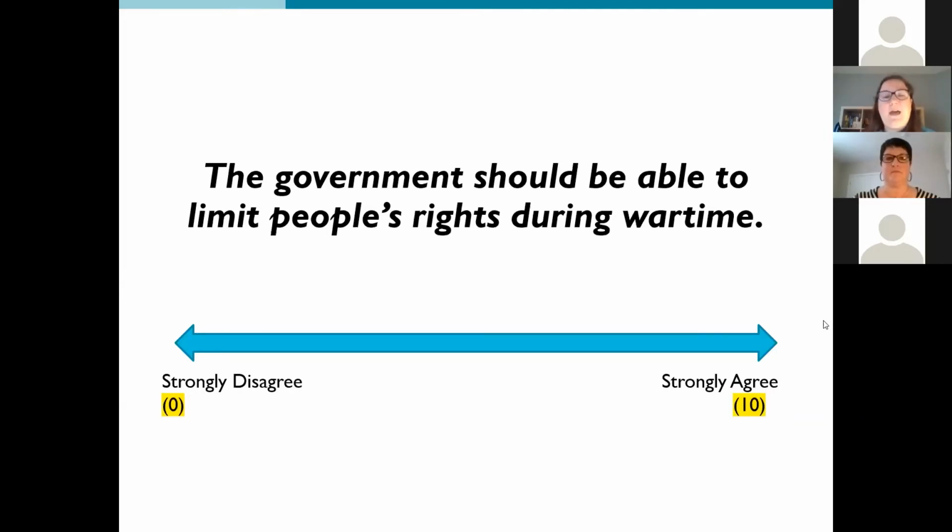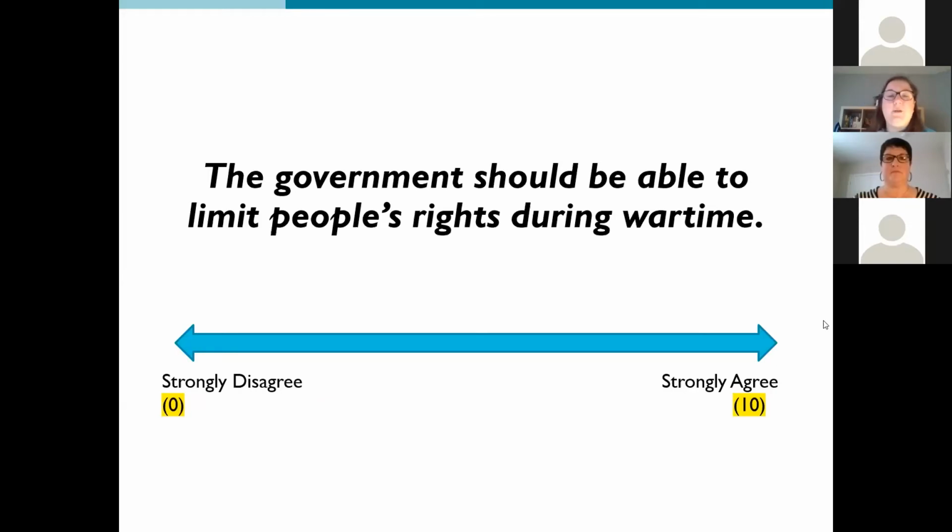So does it matter if the war is on home soil? Would that change your response? Does it matter if the war is a civil war, meaning that Americans are on either side of the war? Should the government maybe be less likely to limit people's rights if it's Americans on either side of the war?